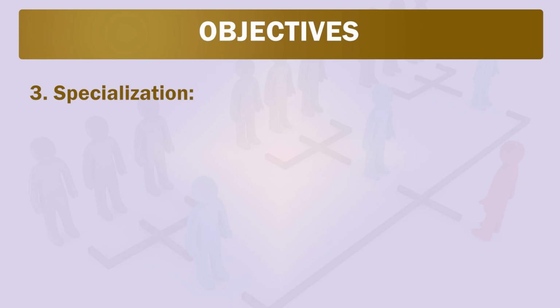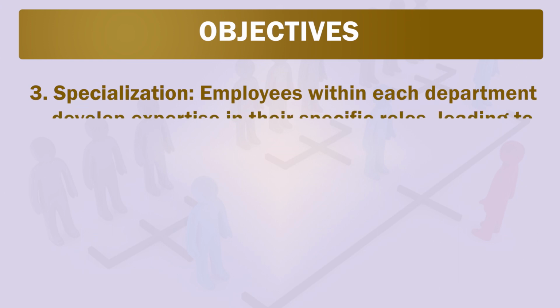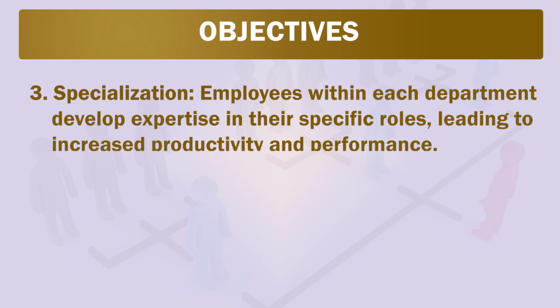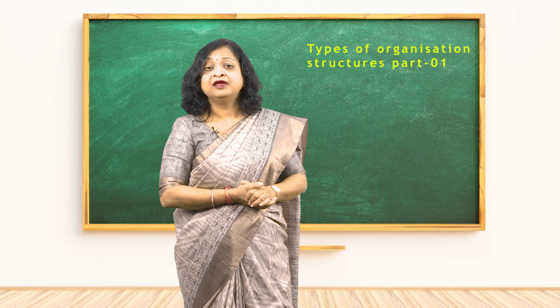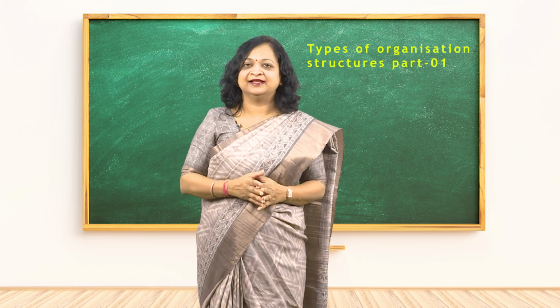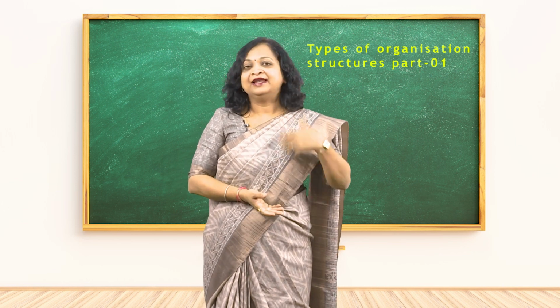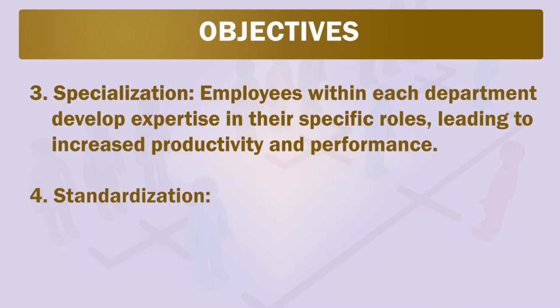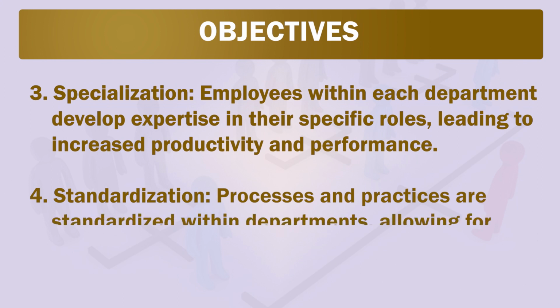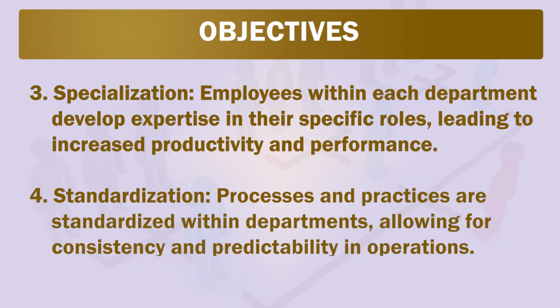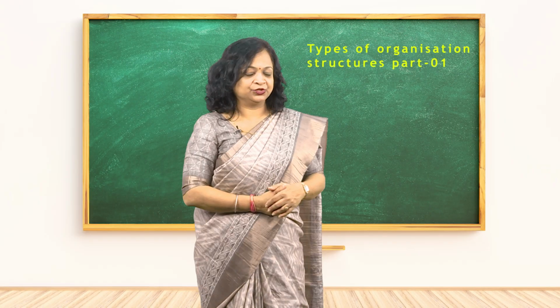Now, the third characteristic is specialization. What happens is employees within each department develop expertise in their specific roles, leading to increased productivity and performance. Why? Because you are in sales, you are specialized in sales and you are going to be a master in sales. So, on auto mode, the productivity is increased. Let us look into the other feature, which is standardization. Processes and practices are standardized within the departments, allowing for consistency and predictability in the operations. So, these are the features of a functional structure.